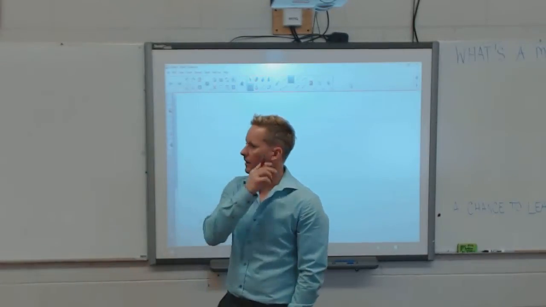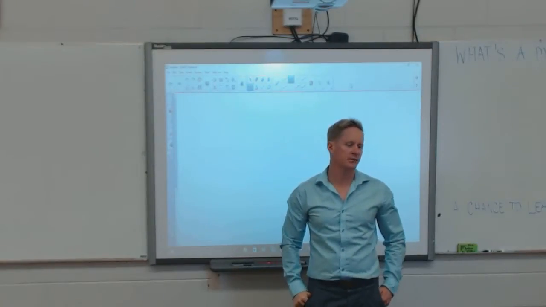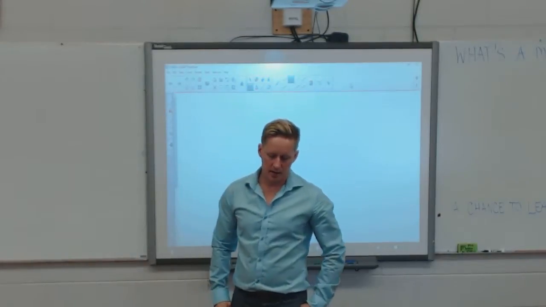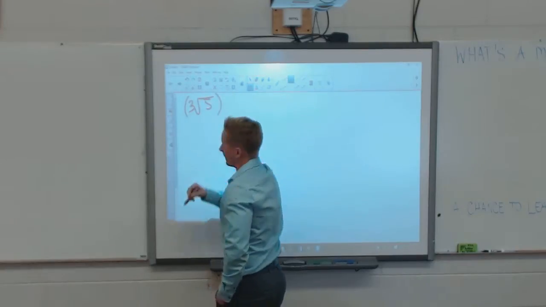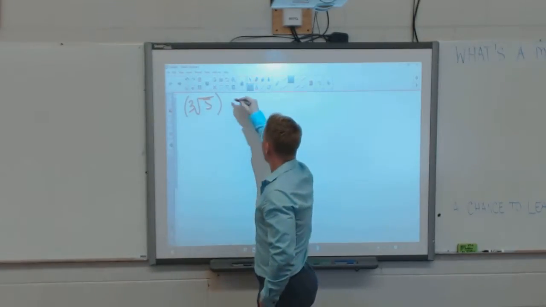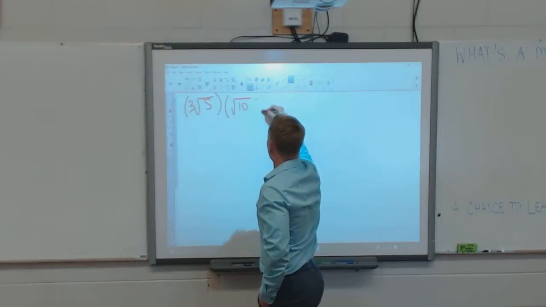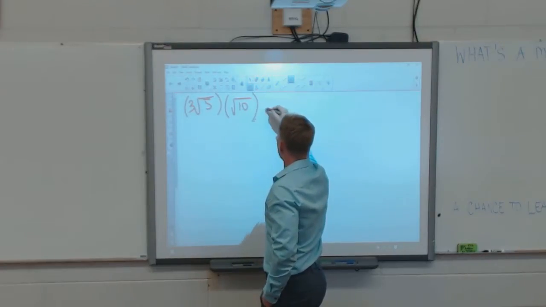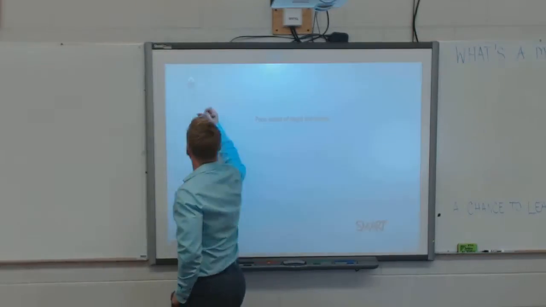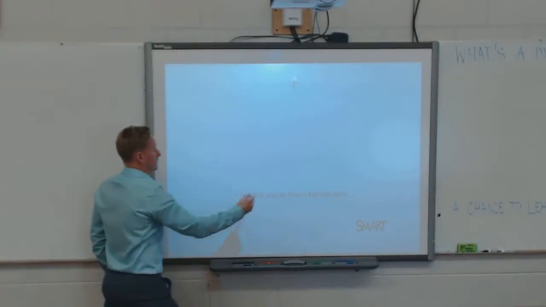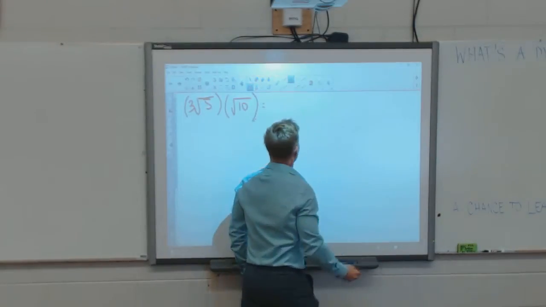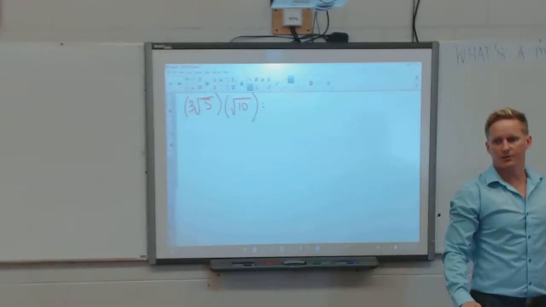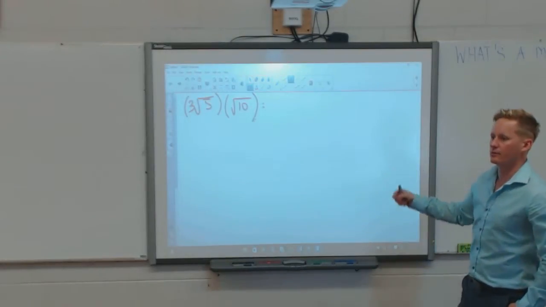Okay, yesterday we were working on converting mixed radicals to entire radicals and entire radicals to mixed radicals. Today we're looking at the multiplication and division of radicals. So I've got 3 root 5 and square root 10. When you're dealing with radicals that are mixed, or even entire radicals, you're working with the whole numbers first, and then your square roots second.